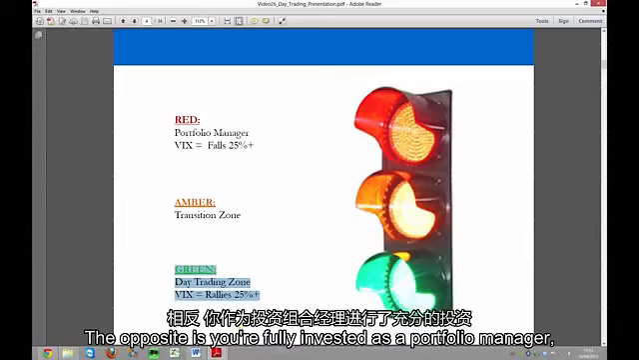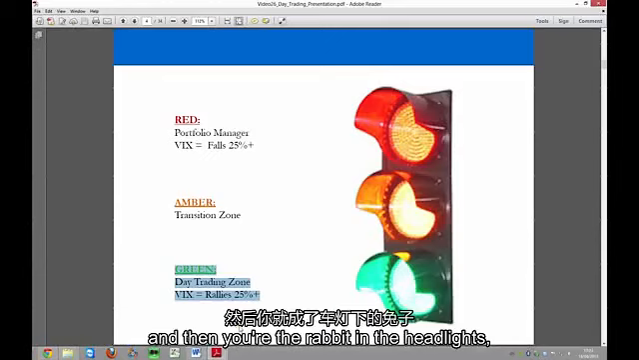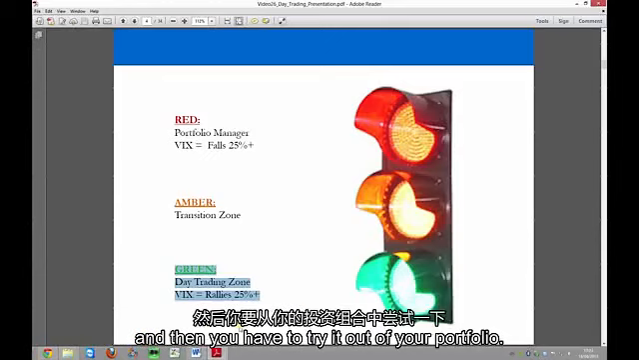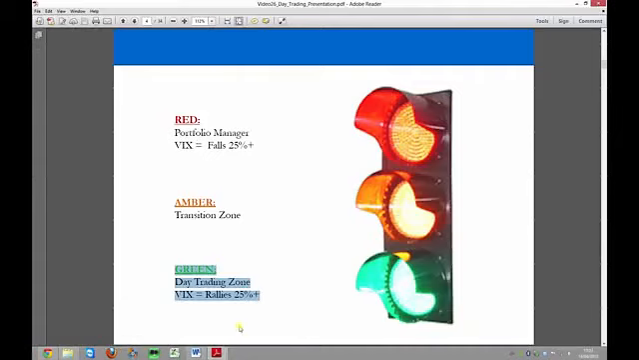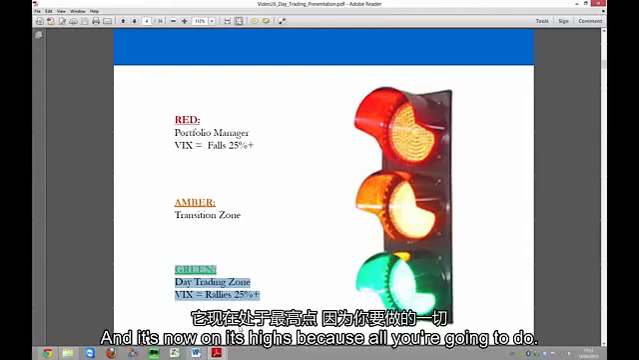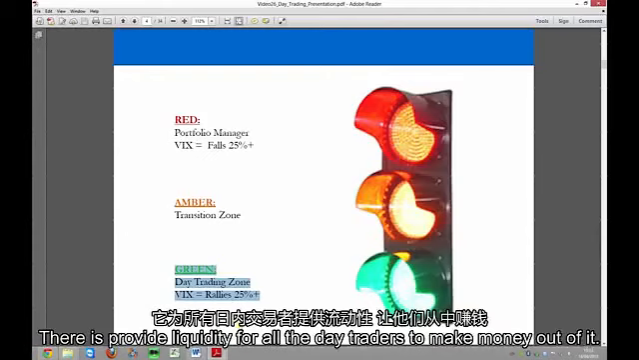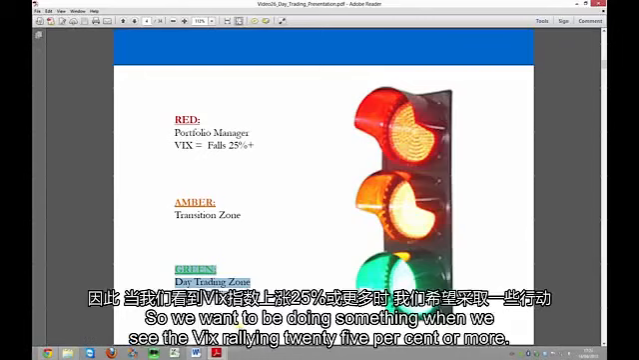The opposite is you're fully invested as a portfolio manager, you do nothing, and then you're the rabbit in the headlights, and then you have to trade out of your portfolio when volatility has already rallied, and it's now on its highs, because all you're going to do there is provide liquidity for all the day traders to make money out of you. So we want to be doing something when we see the VIX rallying 25% or more.